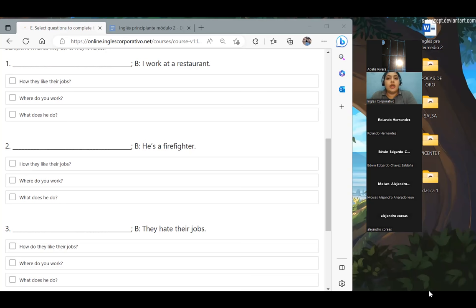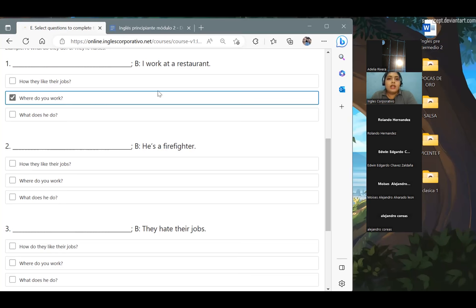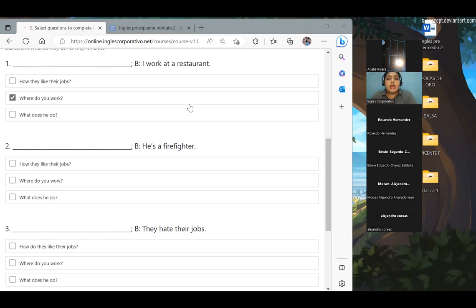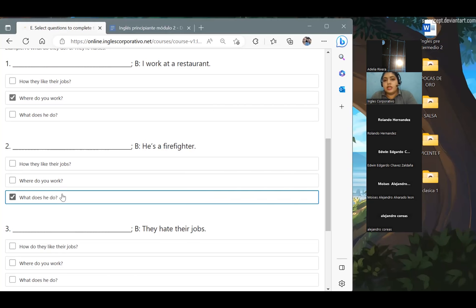And in this case, where do you work? ¿Dónde trabajas? Number two. He is a firefighter. We have three options. How do they like their jobs, where do you work, and what does he do? En este caso, número dos, what does he do? ¿Qué hace él? Él es un bombero.